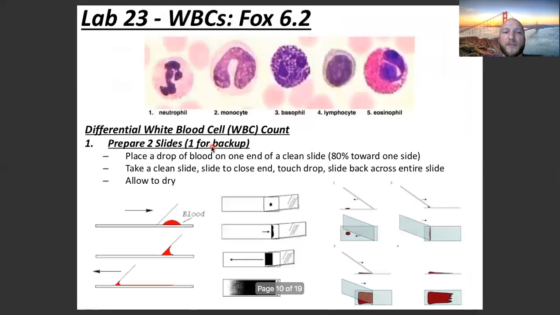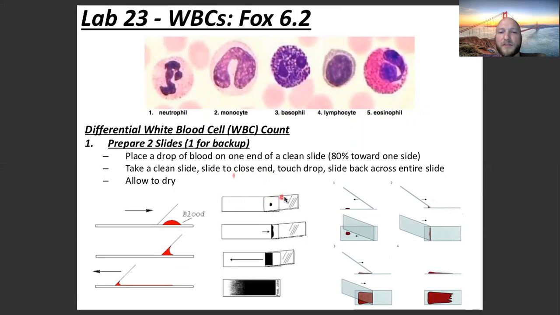So what we're going to do is prepare two slides, one as a backup. We're going to place a drop of blood on the end of a clean slide, about 80% towards one side, like this demonstration. We're then going to take a clean slide and slide it to close the end and touch the drop. So basically we're going to have that drop of blood on our slide right like this.